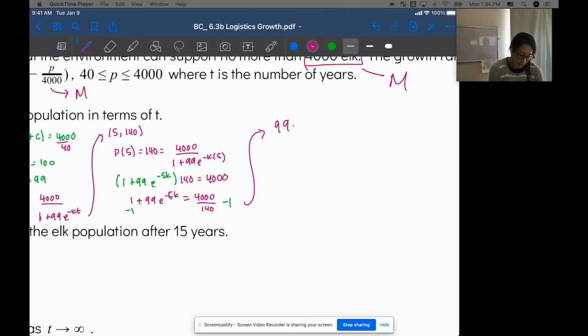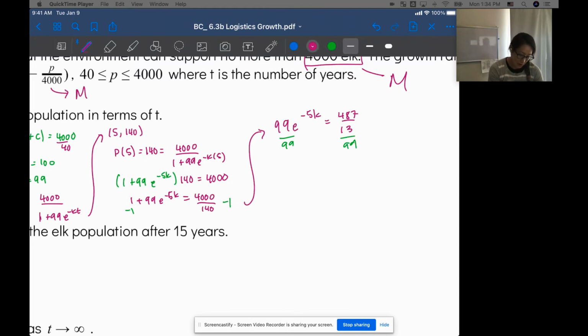99 e to the negative 5k is equal to 4,000 over 140 minus 1. I put that in my calculator and I got 487 over 1,300 over 13. Okay, then I divide by 99.